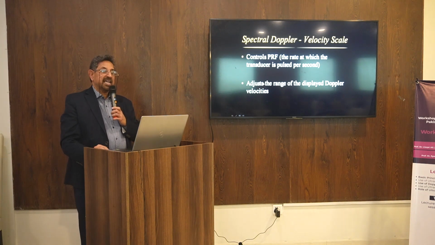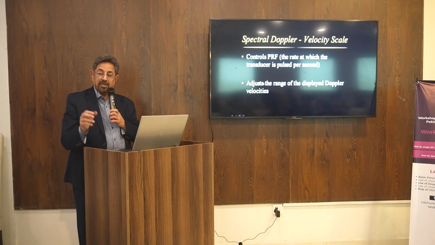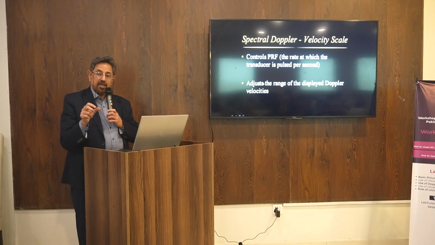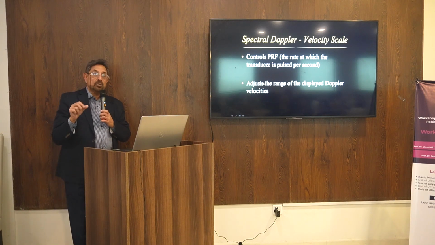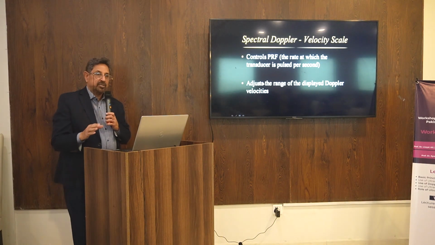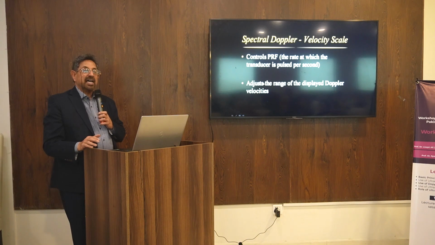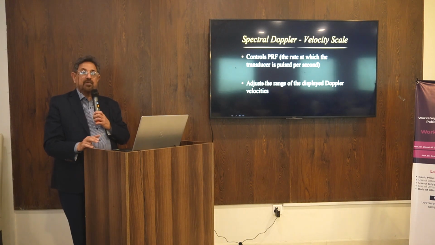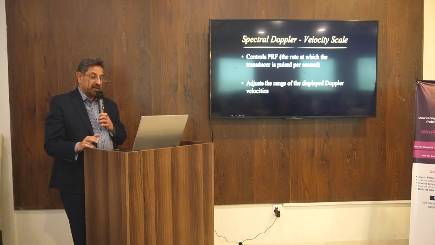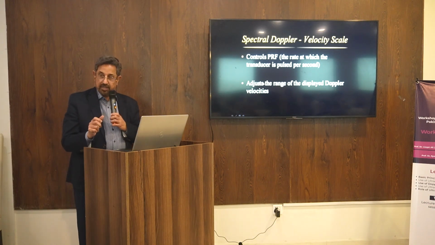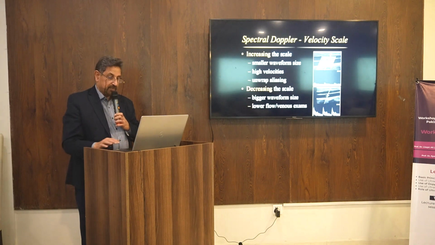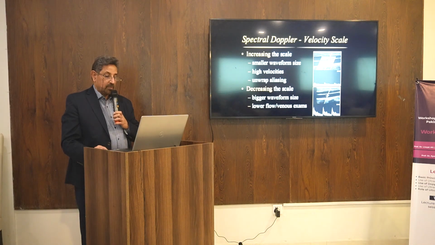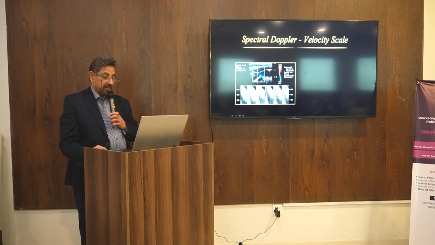If we are going to scan for veins, I will set my PRF at minimum. If I am going to scan a stenosis, where I have seen a mosaic pattern, I have seen that color aliasing, I will set my PRF at the highest point to get the highest velocity. So the velocity scale has to be set. If it's not set, you will get headless peaks.